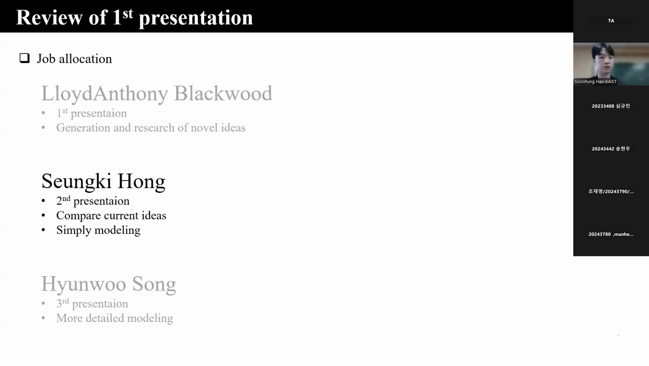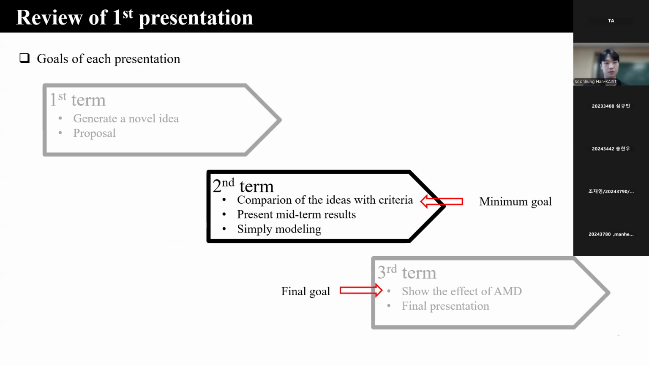This is our team allocation. My part is to compare the current ideas and give a simple model. So in this presentation, we aim to provide the baseline comparison criteria and give a simple modeling. This is our minimum goal. And for the final goal, we will show the effect of the active mass damper using a mathematical model.